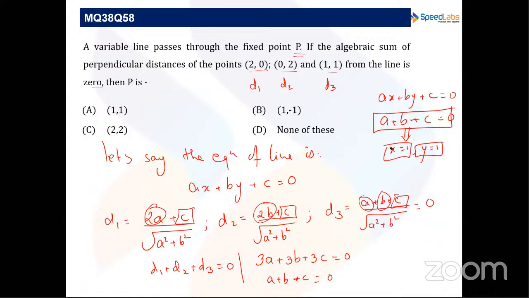So on comparing, we can say that this straight line will always pass through the point 1 comma 1. So our answer is A.